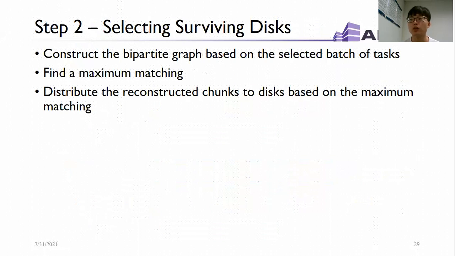Once we have packed groups into a batch, it will read source chunks into its memory and reconstruct the lost chunks. Now the reconstructed chunks are ready to be written to surviving disks. We should select a disk for writing each reconstructed chunk. Our objective is to carefully select the disks for balancing the write load. We first construct a bipartite graph based on the selected batch of tasks, find a maximum matching, and distribute the reconstructed chunks to disks based on it.